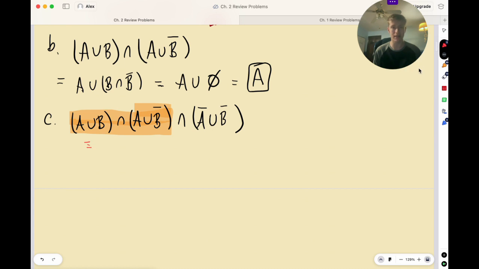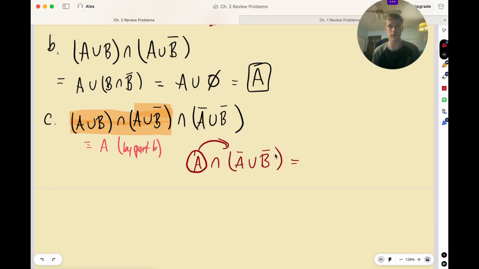So that's the same as the set A by part B. Okay, so this is really just saying A intersect with A complement union B complement, right? And now I can distribute this into both terms, and I have A intersect A complement, union, this is the overall structure, union, A intersect B complement.